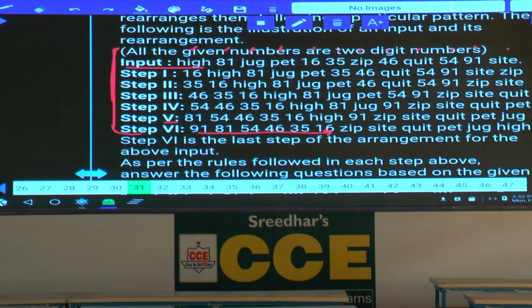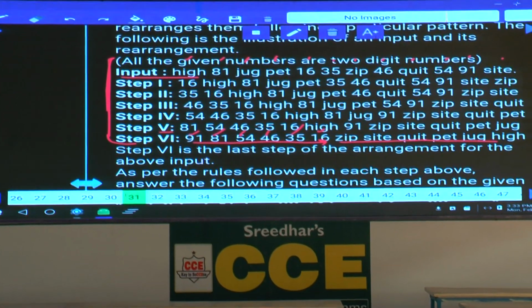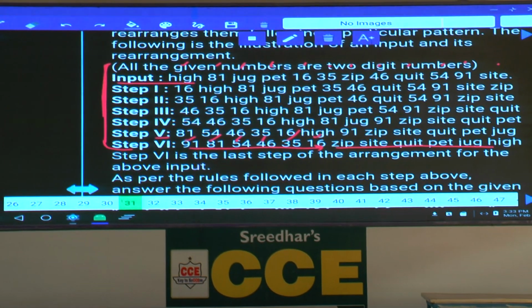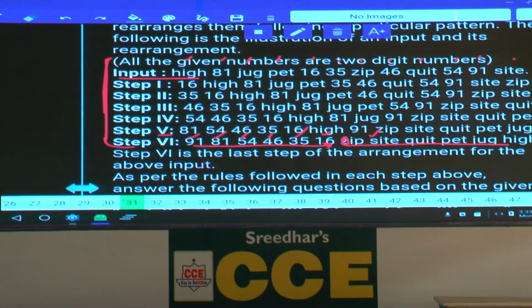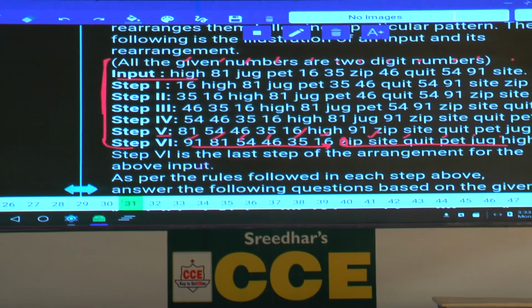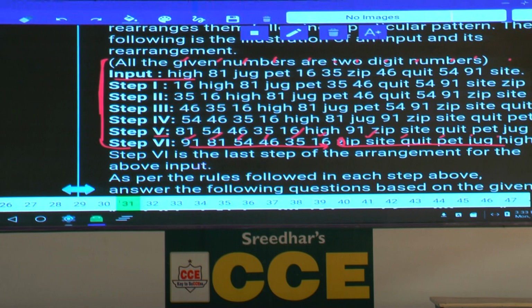91, 81, 54, 46, 35 and 16. That means all the given numbers in the given input are arranged in the descending order. First, all the 6 numbers are arranged in the descending order according to their value, followed by the words. How many words are there? There are 6 words: zip, site, quit, pet, jug and high. How many words? Again 6 words. And again all these 6 words are arranged in the descending order of their place values: Z, S, Q, P, J and H. Yes, what is the logic here? First numbers were arranged in the descending order, followed by the words in the descending order.